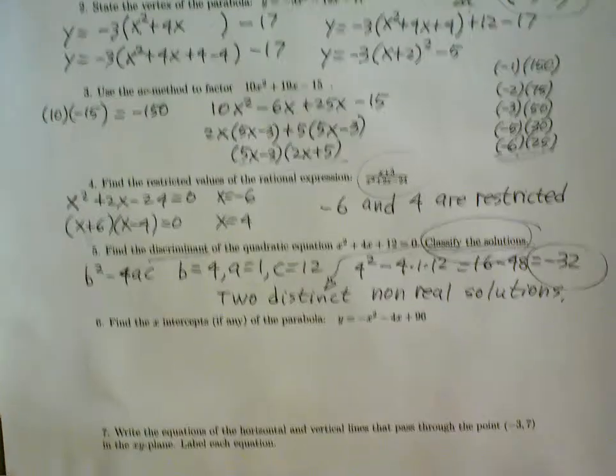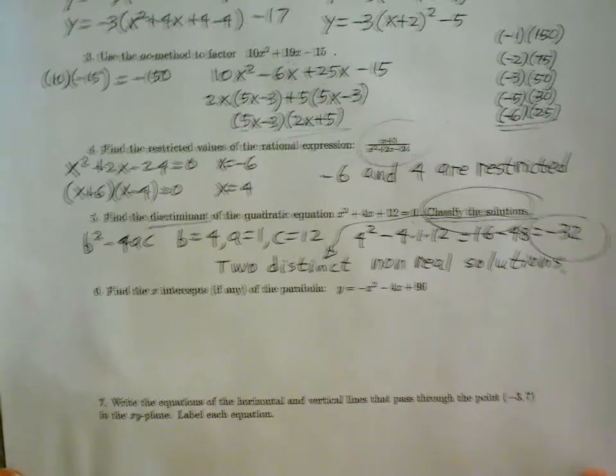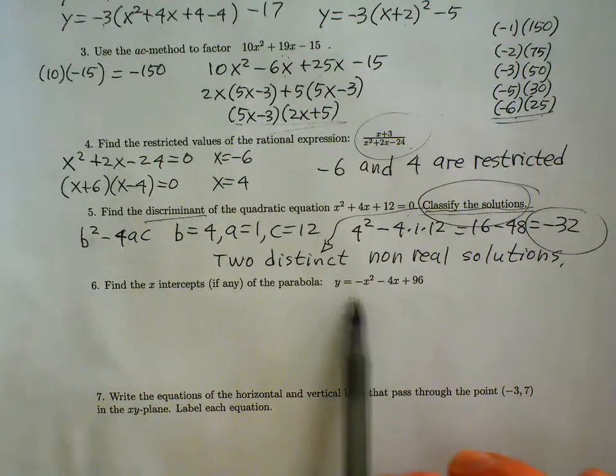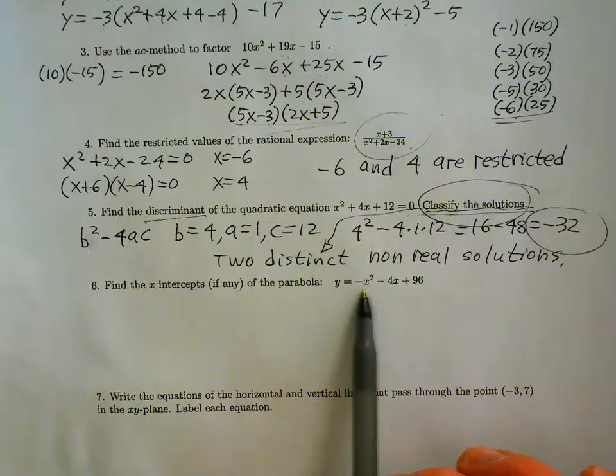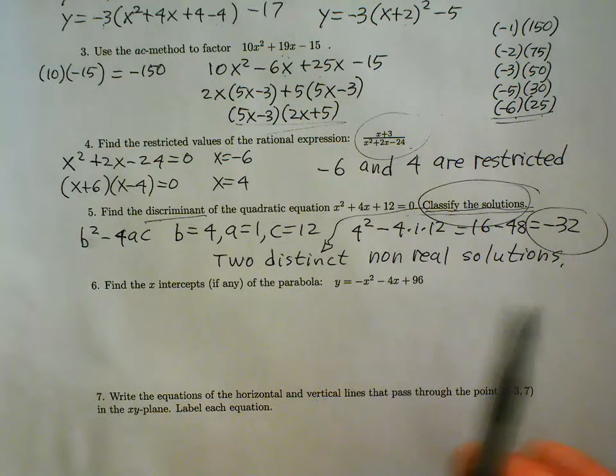Problem 6, find the x-intercepts, if any, of the parabola y equals negative x squared minus 4x plus 96.